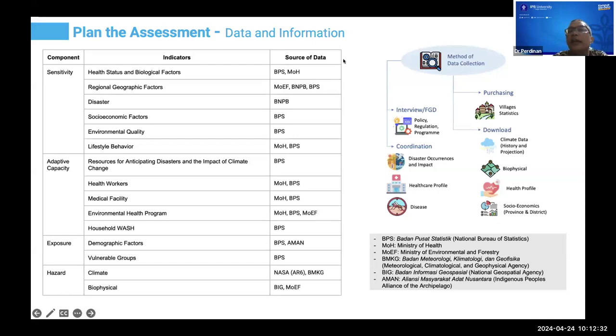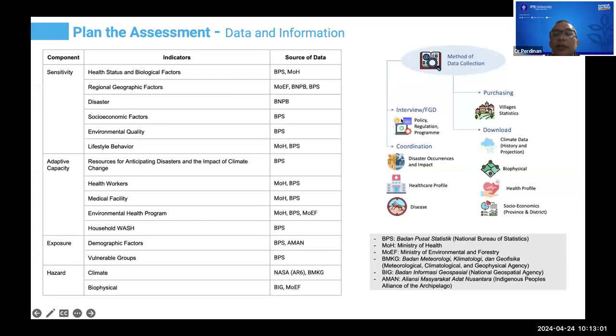And for data collection, the village statistics we purchase from the Bureau of Statistics of Indonesia. And a couple we download from the internet, like climate data, biophysical, health profile, socioeconomic, and some observed data sets. Also, we download from the BMKG website. This is the National Bureau on Meteorology and Climatology of Indonesia.